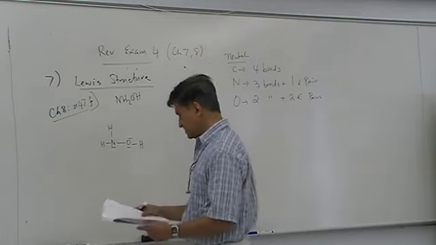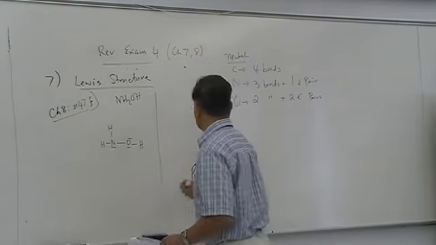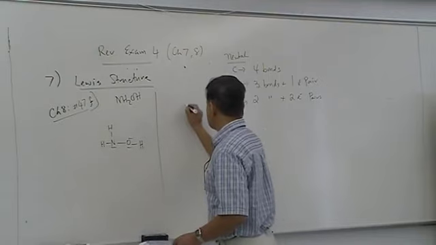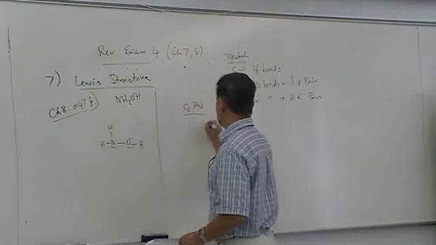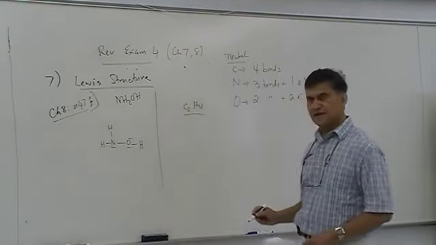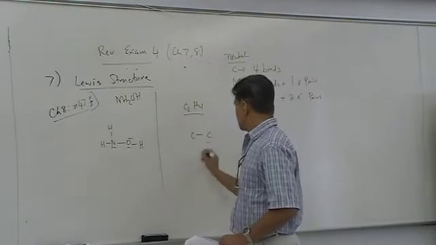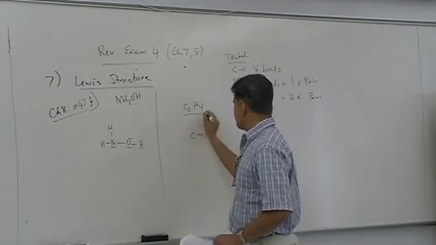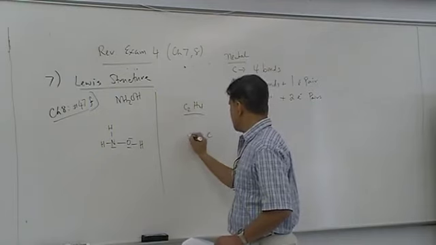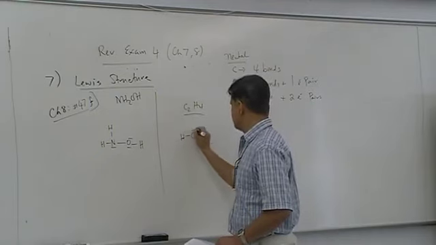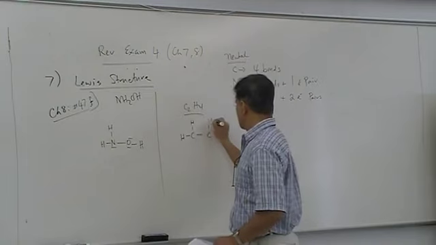Quite often students get confused about how to write this down. For example, this is another question. Say C2H4. How do I write down the Lewis structure? Again, this is an organic molecule having 2 carbons. I distribute hydrogen equally, so each carbon would have 2 of them.